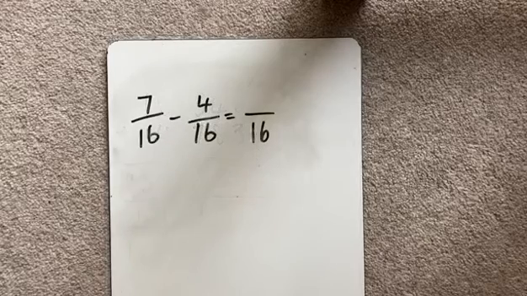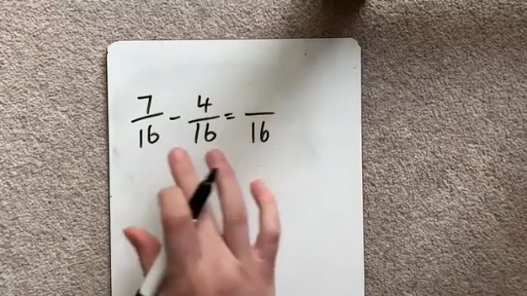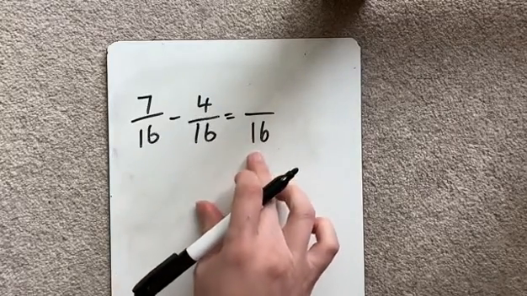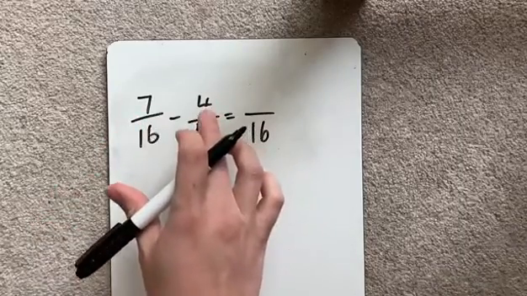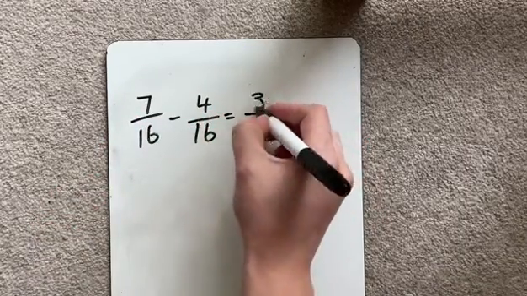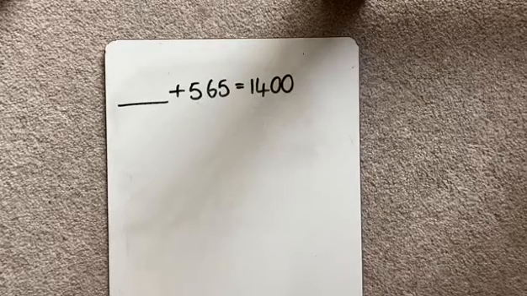30,129. Okay, then you had 7 sixteenths, take away 4 sixteenths. So it's always out of 16, so that denominator doesn't change. So we're just thinking we've got kind of 7 parts of 16, take away 4 of them, which would leave us with 3. Okay, and then you had this missing number problem.